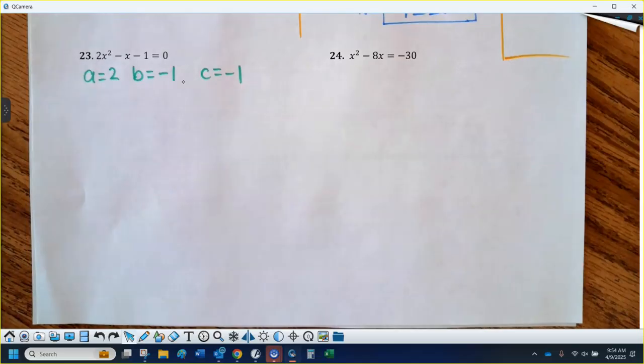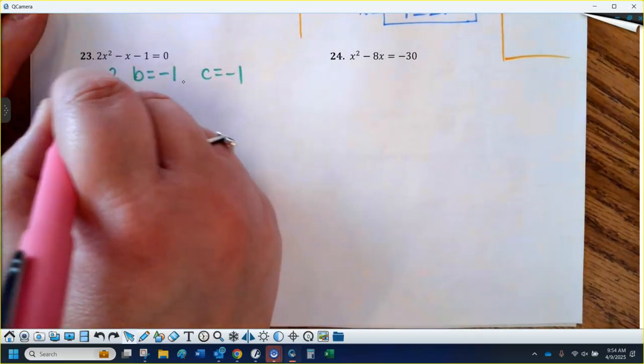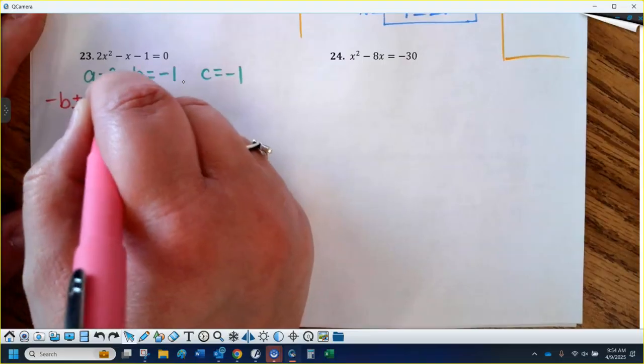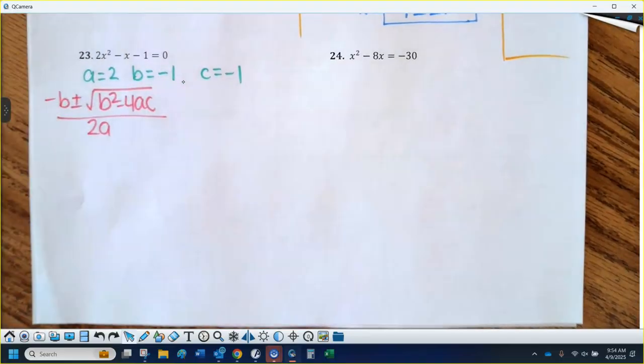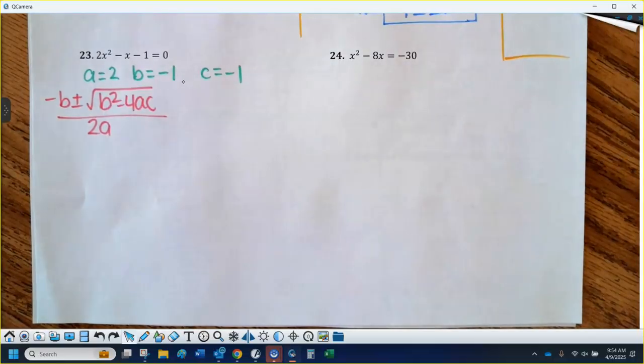Once you got that, we're just going to go quadratic formula. You guys don't need to write it again if you don't want to, but this is what I'm going to plug it into, so I have that written there. Negative b plus or minus square root b squared minus 4ac all over 2a. So this is a little weird.